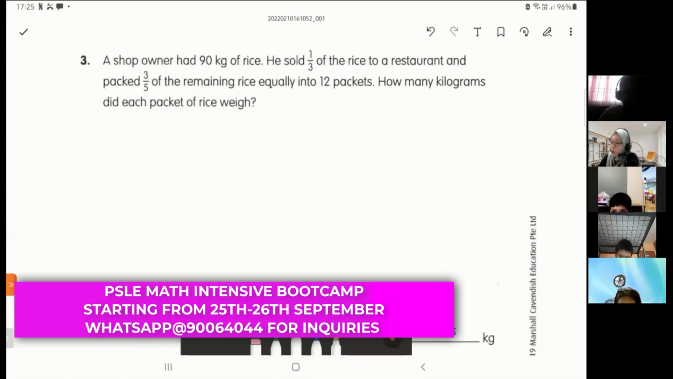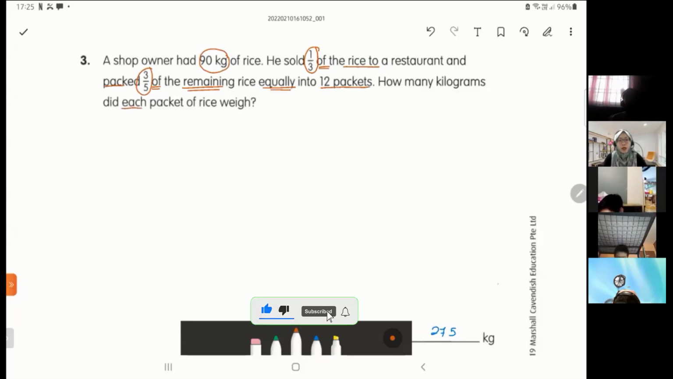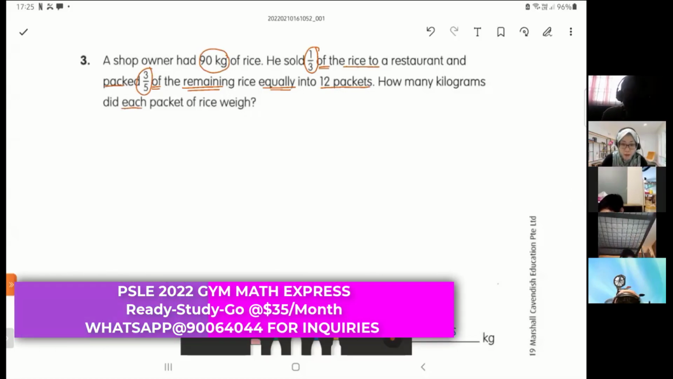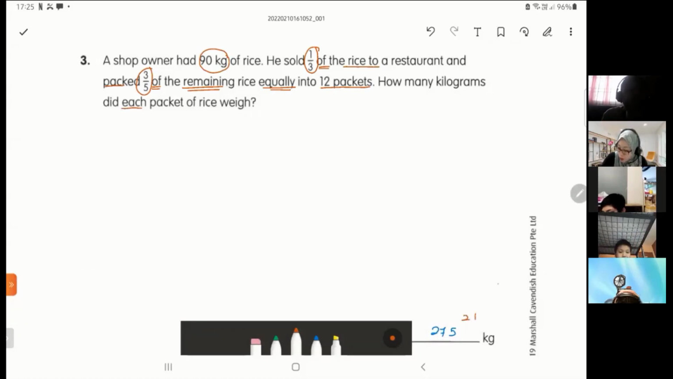Okay, so a shop owner had 90 kilograms of rice. He sold 1/3 of the rice to a restaurant and packed 3/5 of the remaining rice equally into 12 packets. How many kilograms did each packet of rice weigh? Let's do it step by step from the first sentence. I know that it's supposed to be 2 kg. Okay, she said it's 2 kg, so not this.